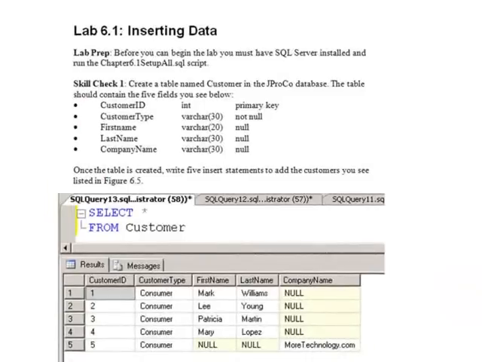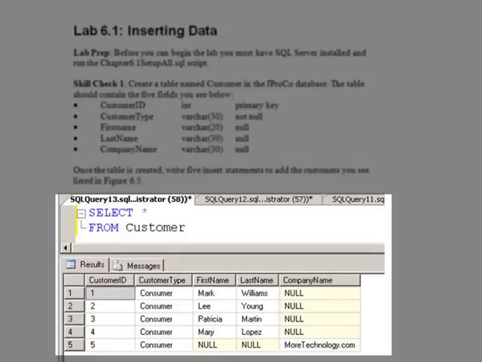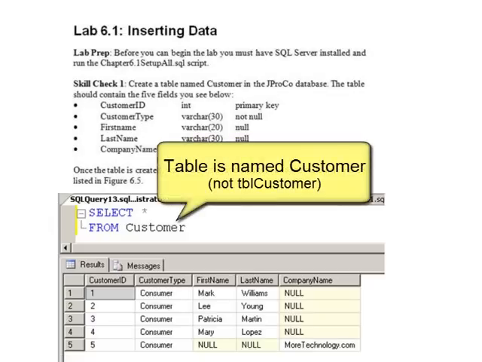Lab 6.1, Skill Check 1. Create a table named Customer in the JPro Code database. The table should contain the 5 fields you see below: Customer ID, Customer Type, First Name, Last Name, and Company Name. Once the table is created, write 5 insert statements to add the 5 customers you see in this figure. Please note, this table is named Customer, not TBL Customer.